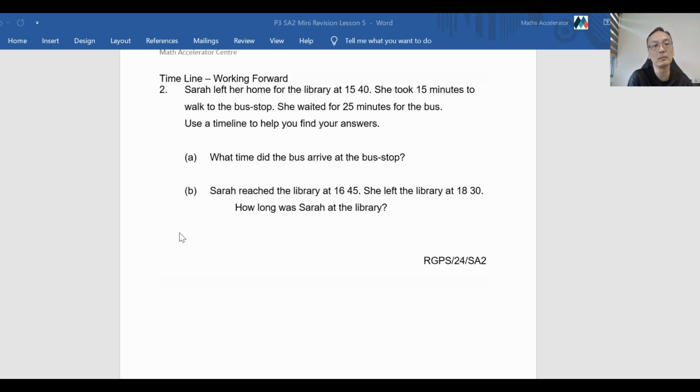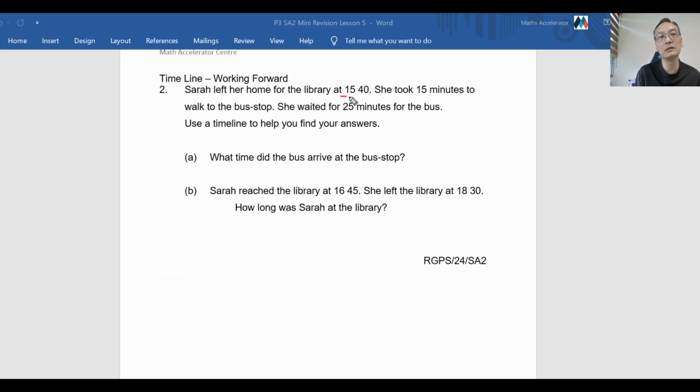And number 2, or part B, Sarah reached the library at 16:45. She left the library at 18:30. How long was Sarah at the library? Right, let's underline some of the keywords in this question.